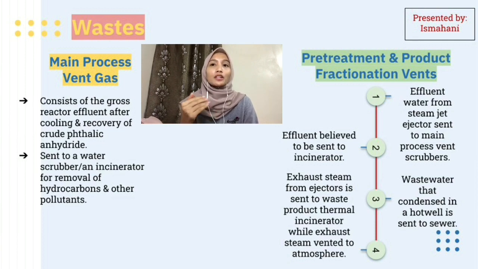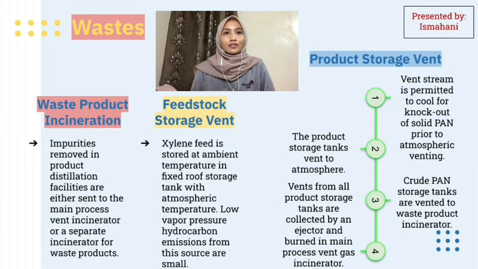For pretreatment and product fractionation vents, effluent water from the steam jet ejector is sent to the main process vent scrubber. Effluent is believed to be sent to the incinerator. Next, wastewater that condenses in a hot well is sent to the sewer. Exhaust steam from ejectors is sent to the waste product thermal incinerator, while exhaust steam is vented to atmosphere. For waste product incineration, impurities removed in product distillation facilities are either sent to the main process vent incinerator or a separate incinerator for waste products.